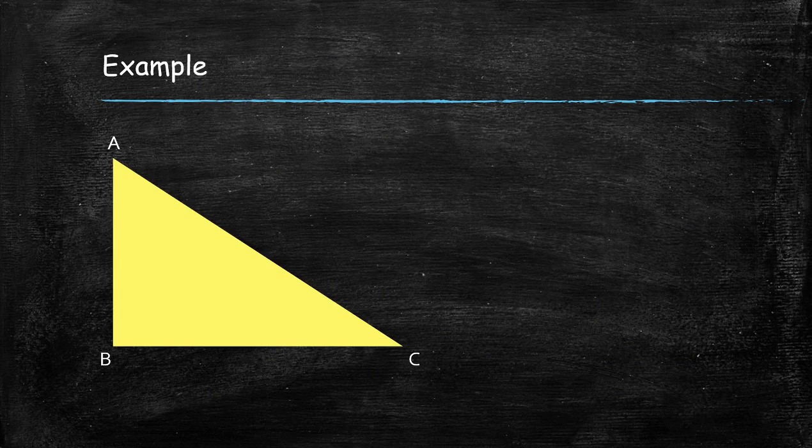Let's take right angle triangle ABC. AB is equal to 6 cm, which is the height. BC is equal to 8 cm, which is the base, and AC is equal to 10 cm, which is the hypotenuse. And angle C, angle ACB, is equal to 37 degrees.